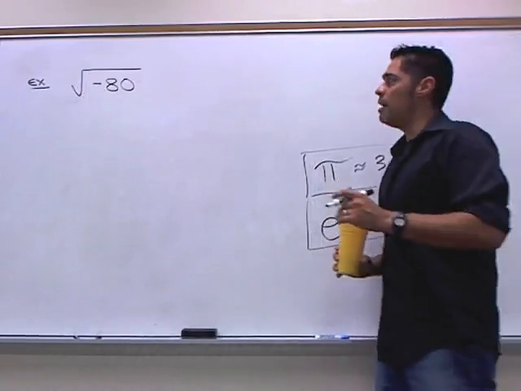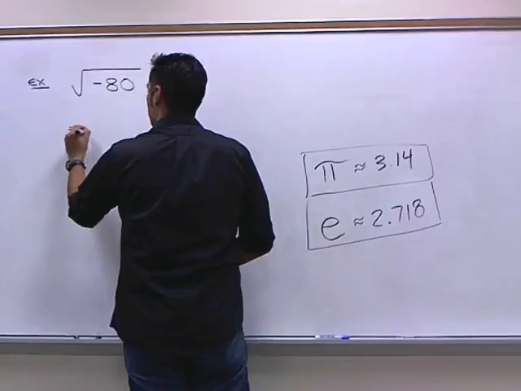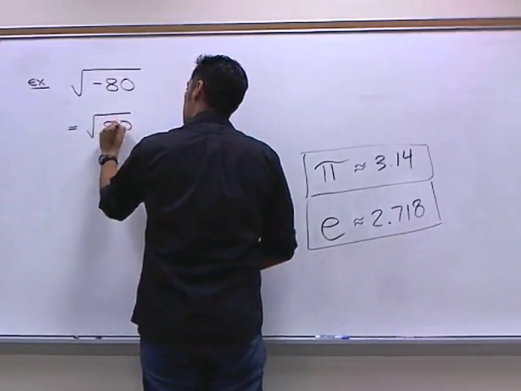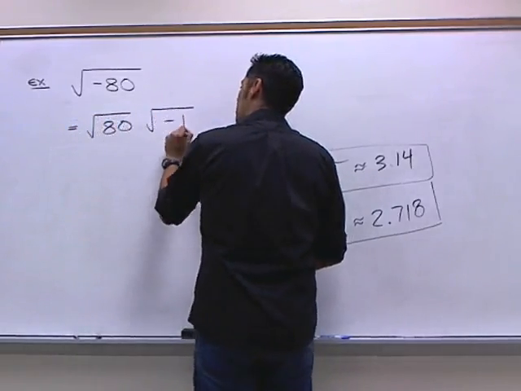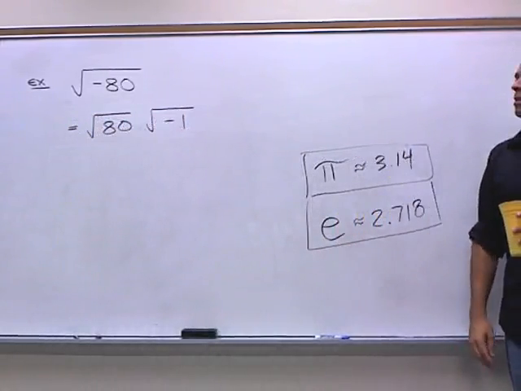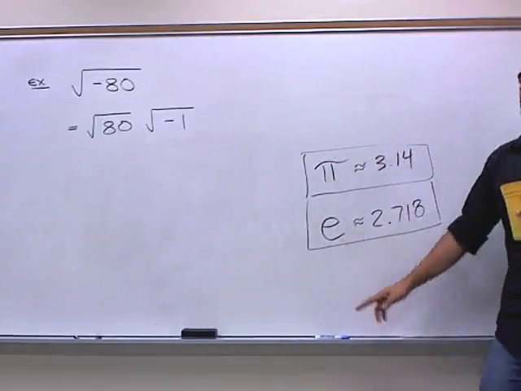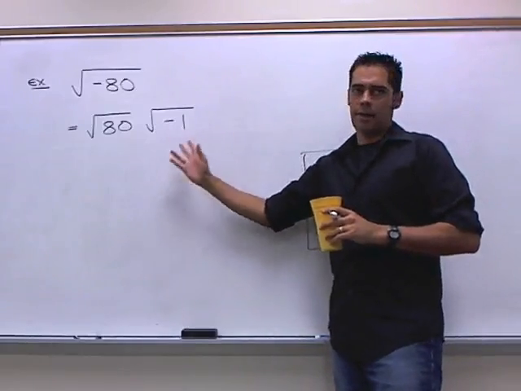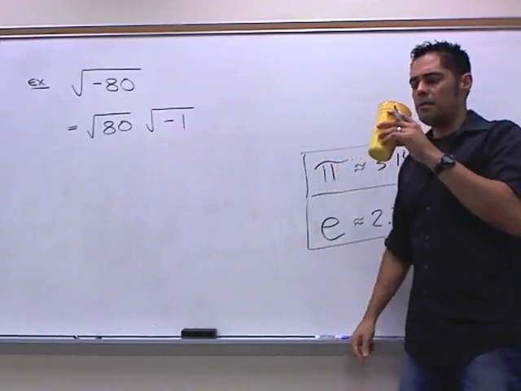So I'm going to split it up first, and you'll always do this. Split it into 2 square roots. One of them will have your negative in it. The other one won't. We already know the square root of -1 is going to turn into what? I. Okay? Over there, though, what do you have to do with 80?